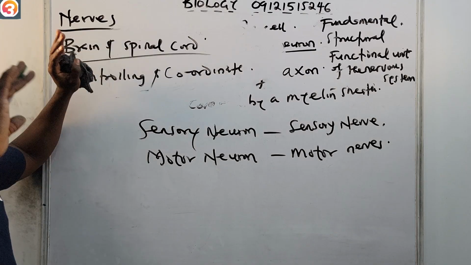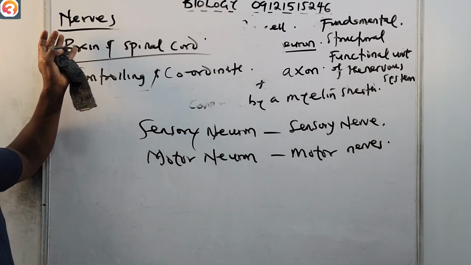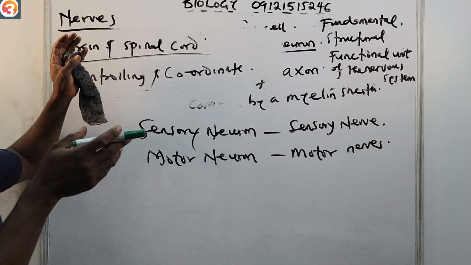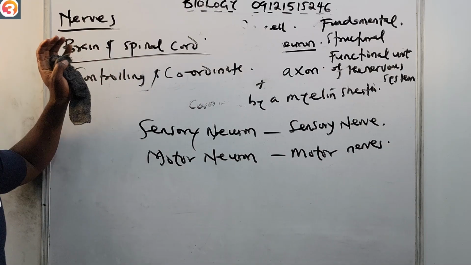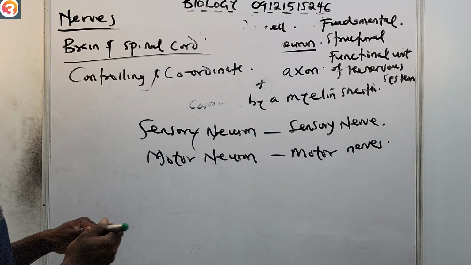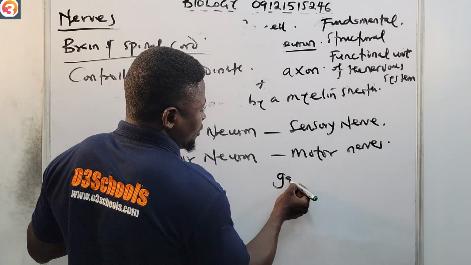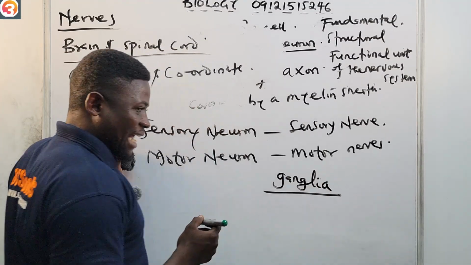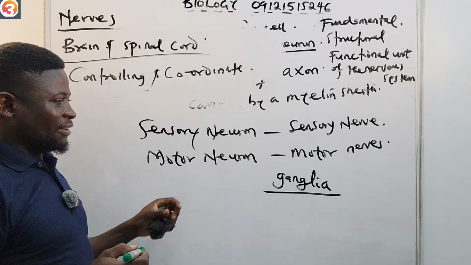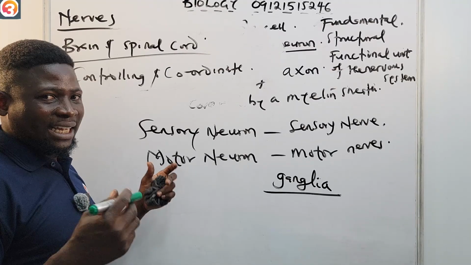Now, all the cell bodies together, we saw where the cell body is on the neuron, form another structure that is known as the ganglia. They form a structure known as the ganglia. Please take note of that.